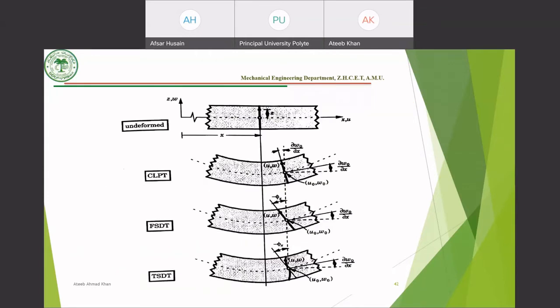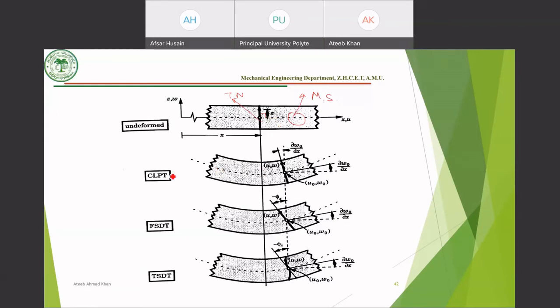So with this figure, you will better understand the difference between three theories. Now, this is an undeformed beam where the transverse normal is perpendicular to the mid surface. This is the mid surface, and this is our transverse normal. So the transverse normal is perpendicular to the mid surface.